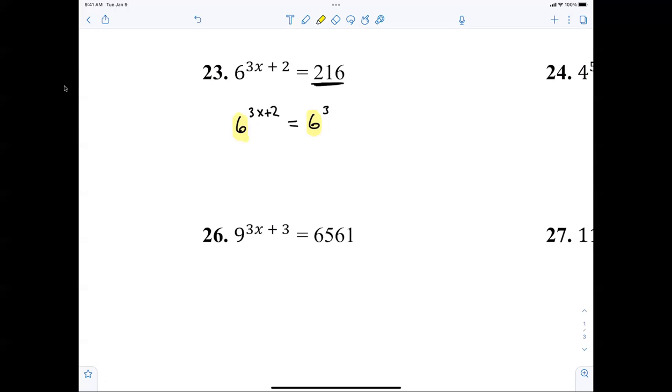Type in 6 to the x. That's what we're doing. It's 6, caret x. Now go to your table. Second table. 1. Now go down to 2. It's 2. Enter. 3. There's 216. So that's how we know that.